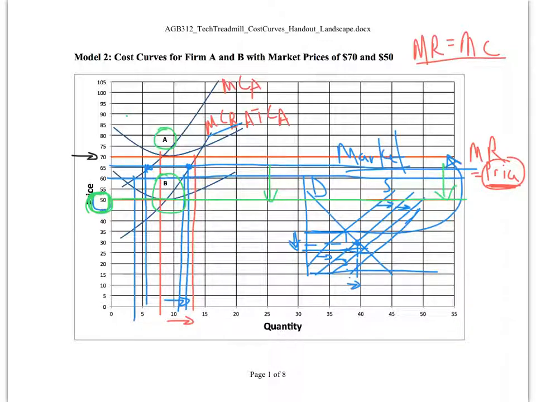In the next video, we'll look at the situation of technology adoption in a context of fixed prices.